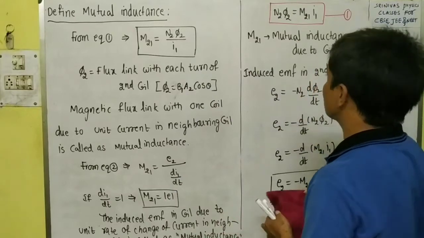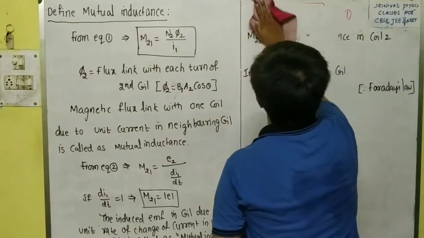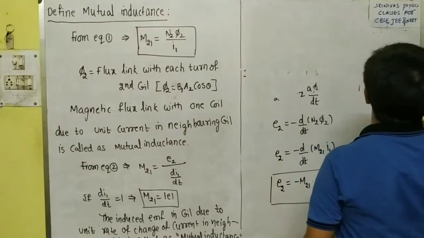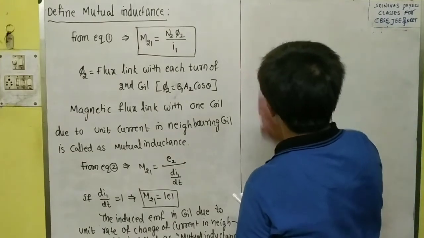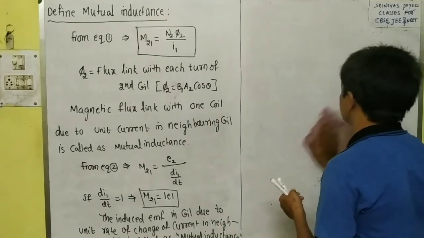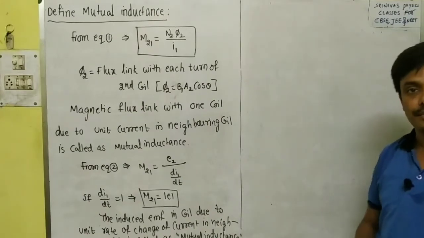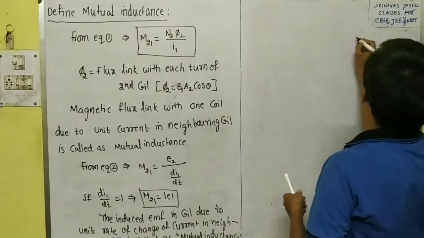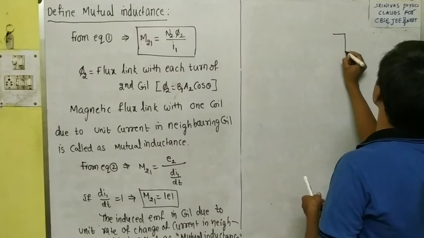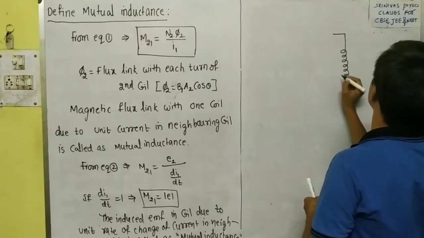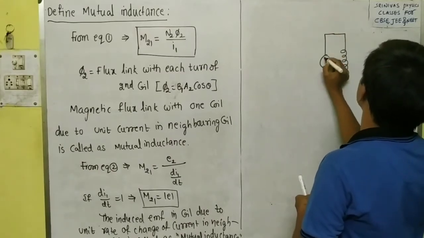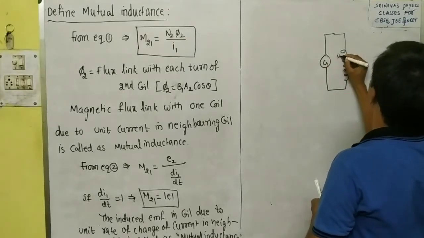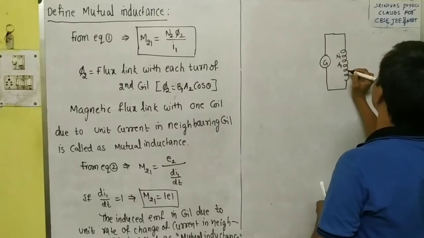This is the situation we discussed: when current changes in the first coil, EMF is induced in the second coil. But if the current changes in the second coil, then EMF is also induced in the first coil. Let us see here. This is the first coil with a galvanometer and no battery. It has N1 turns and cross-section area A1.